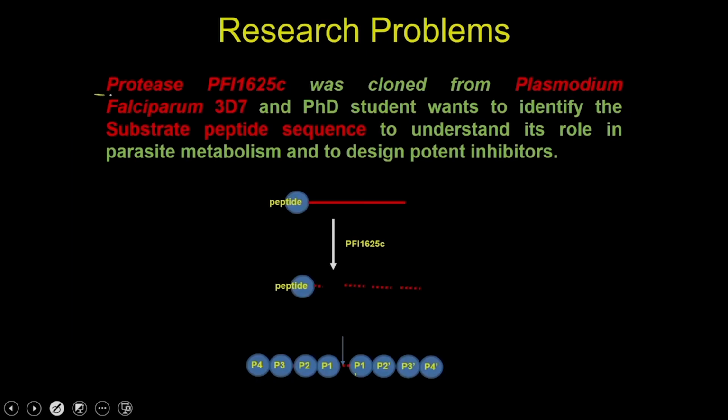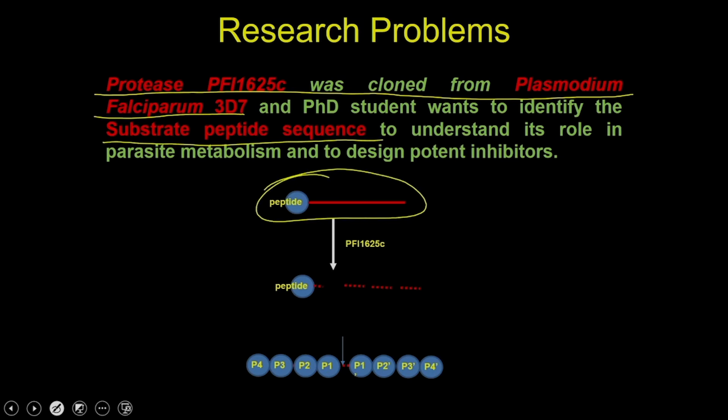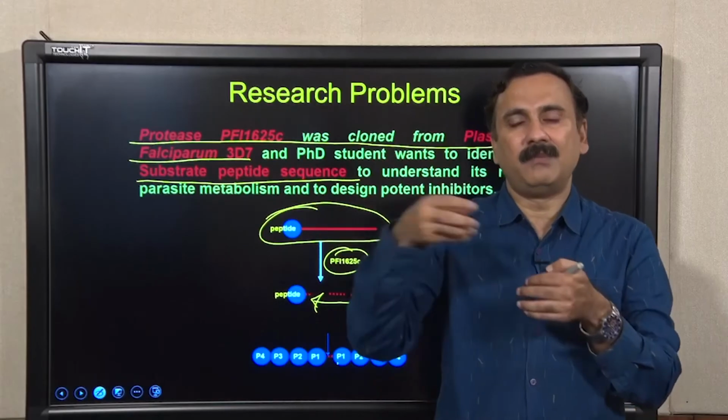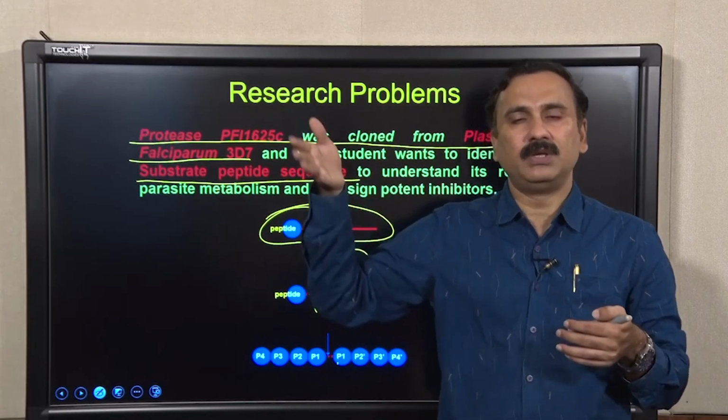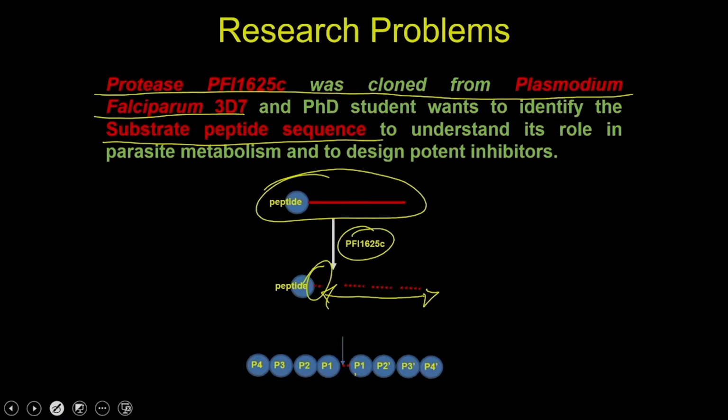Then we also discussed this problem where the protease PFI 1625C was cloned from the Plasmodium falciparum and you want to identify the substrate sequence. We said that you can use a peptide coupled to beads, and if the protease digests it, it is going to generate different peptide sequences. You can do a multi-mass analysis, which is going to tell you what is left over on the beads, and because of that analysis you can deduce the peptide sequence.